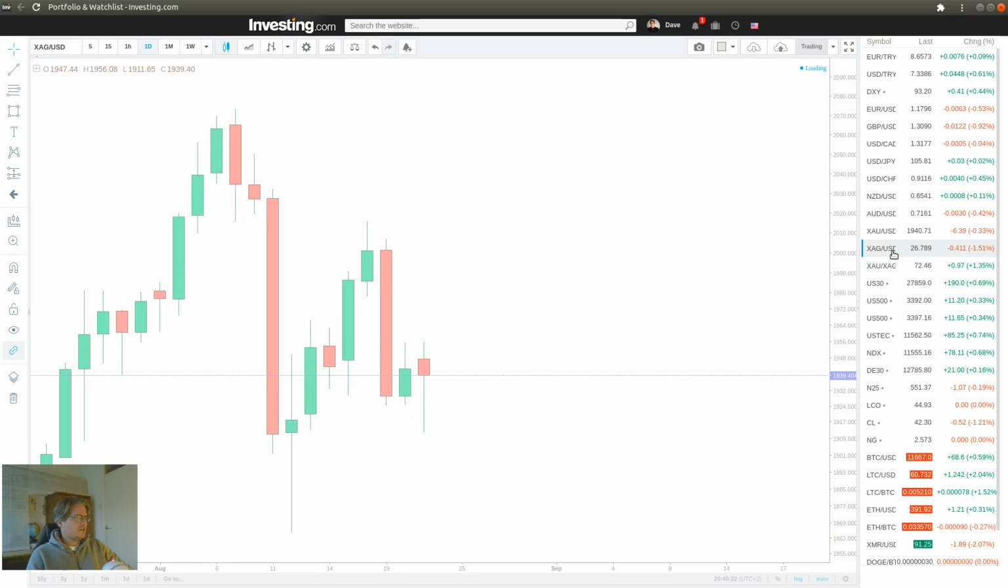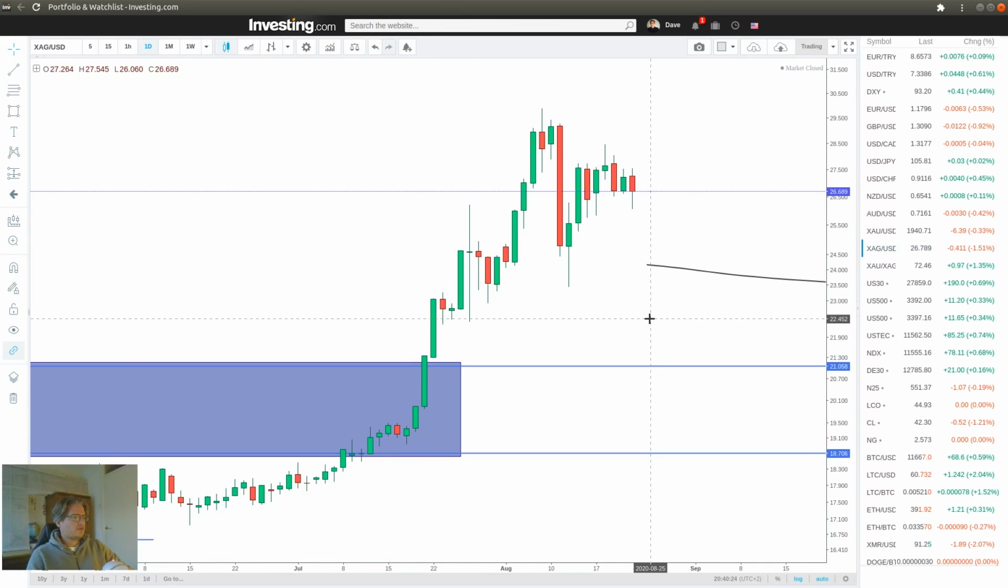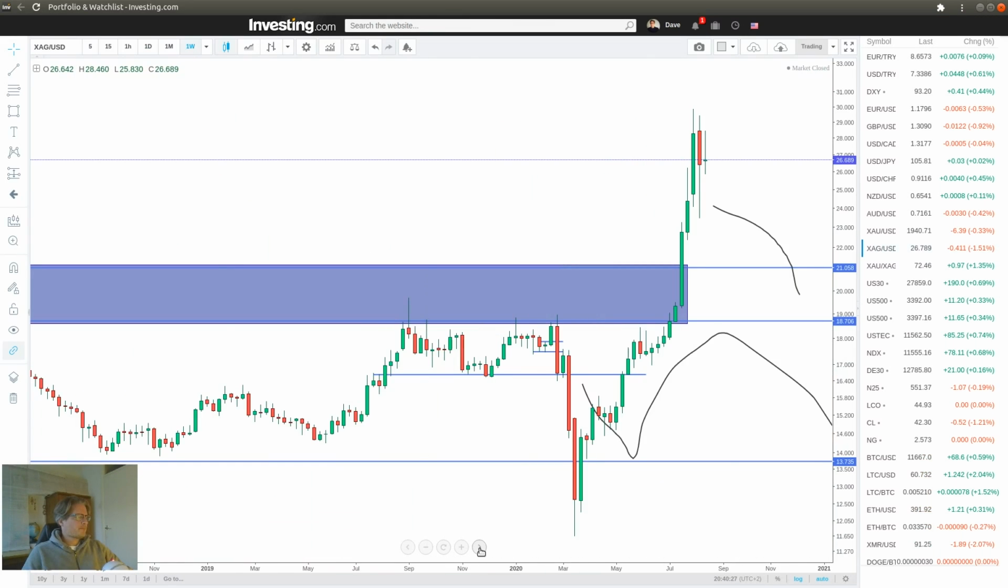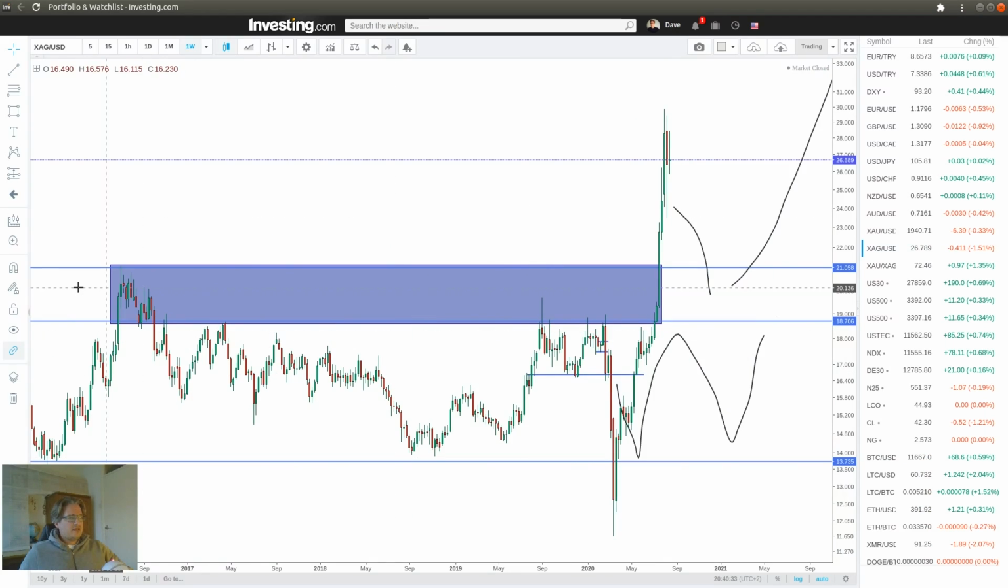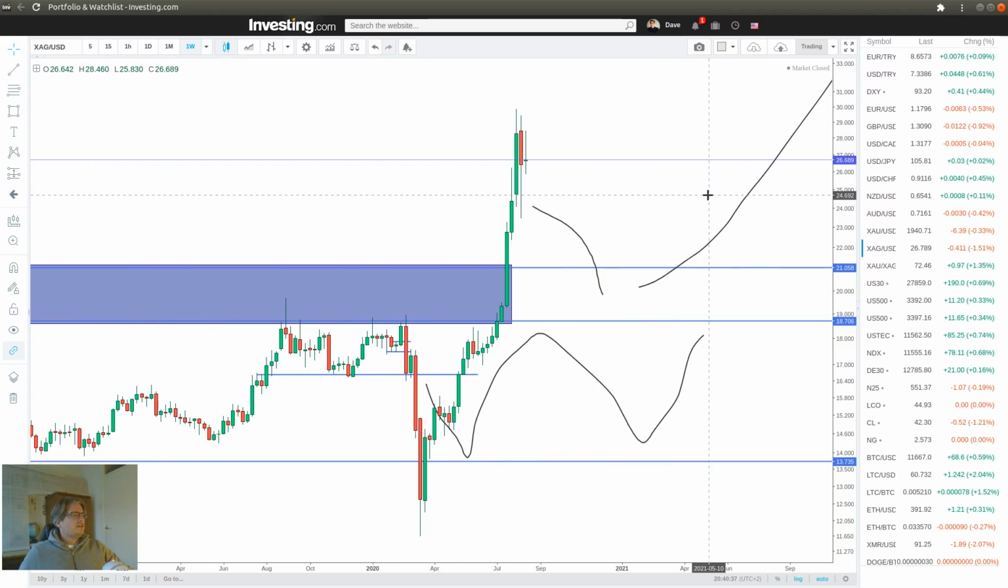Let's quickly look at silver. What's going on with silver? Switch to weekly. So silver is still in the same pattern, meaning it broke out of this consolidation very strongly, and now two weeks ago we had this down move, this correction, and now we have some indecision the past week. So the market's not very clear where it's going to go.